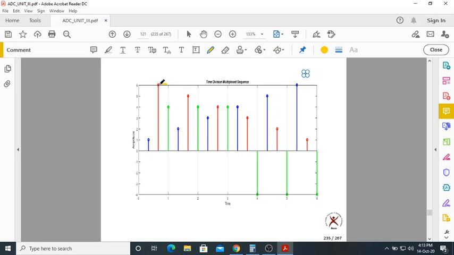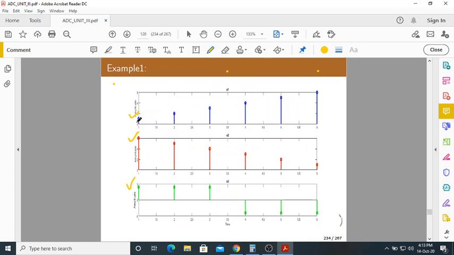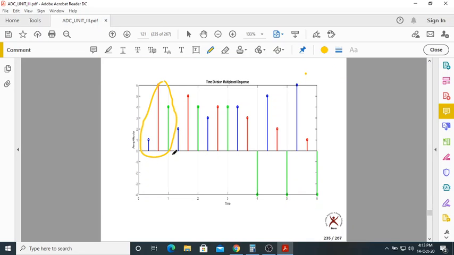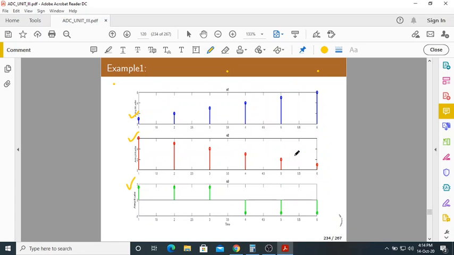If you observe very carefully, these 3 samples are simply the first samples of all 3 signals. So blue, red, green. This is called a frame. It contains the first sample from all 3 signals. Next, these 3 are the second sample from all 3 signals, and so on. Finally, these 3 are the last sample from all 3 signals.